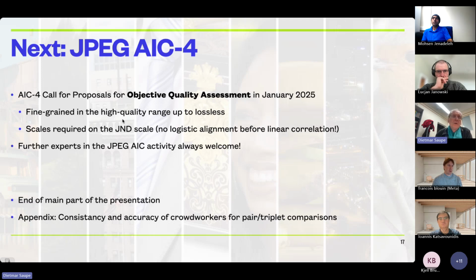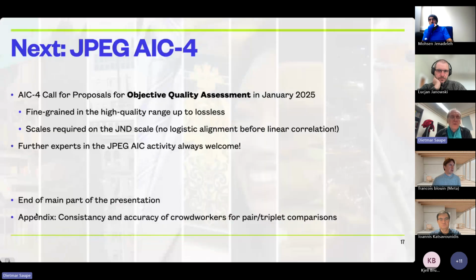So if you'd like to join this work, you're welcome. We always look for more experts to join this activity. And that finishes the main part of the presentation. However, if there's time, I would like to add an appendix.